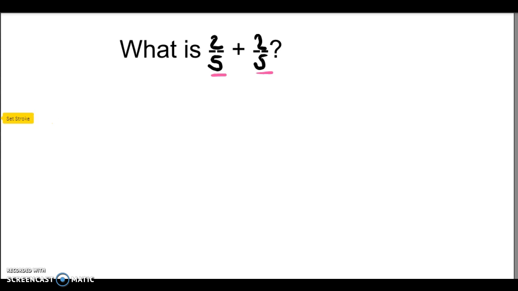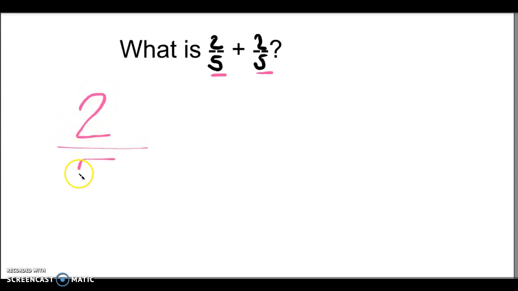So today we're going to talk about the standard algorithm for adding fractions with like denominators. All right, so I have 2/5, and I need to add it to 2/5. Okay, now the great thing about adding fractions is it's super simple.